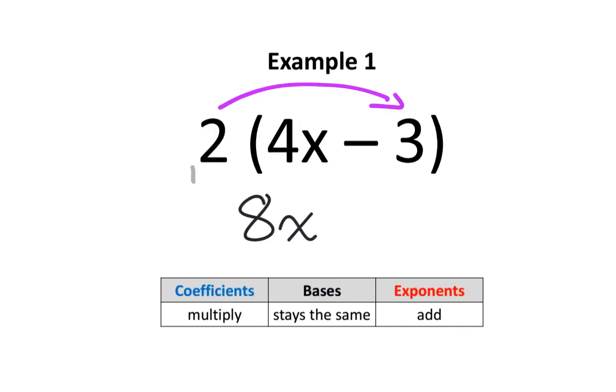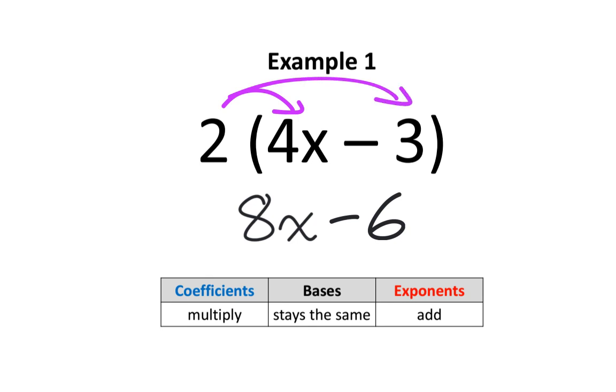Now we're going to multiply these two terms. We don't really need to use the product rule here, as you just have positive 2 multiplied by negative 3, and that is equal to negative 6. So to recap, 2 multiplied by 4x gives you 8x, and 2 multiplied by negative 3 gives you negative 6. So after using the distributive property, our final expression is 8x minus 6.